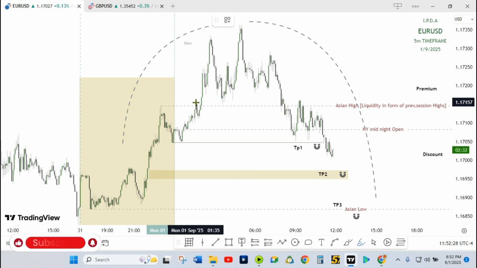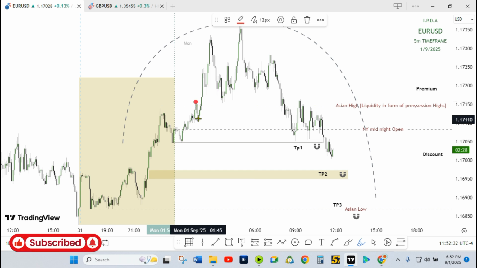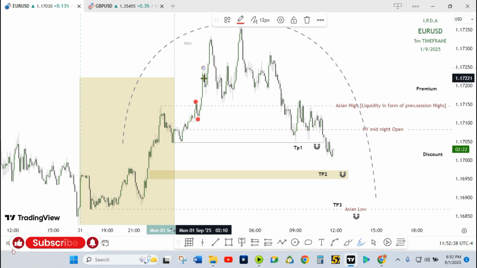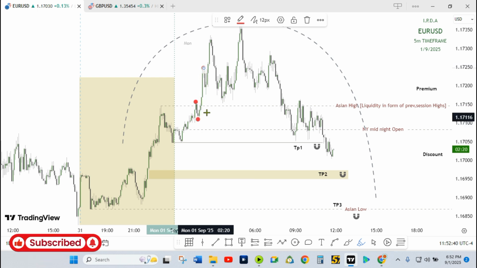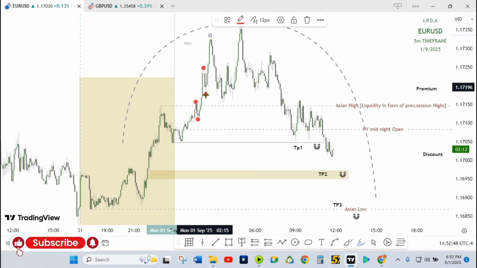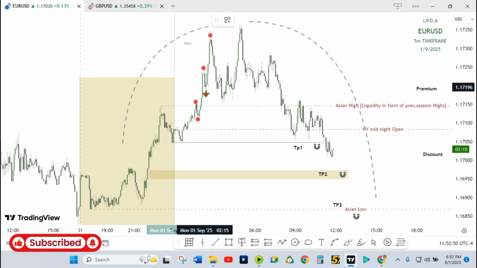Starting here after the sweep, we made this swing high, this swing low. This low was protected. And then we made another high. And then price made another low. This low is protected. We made another high. And this low gets broken.